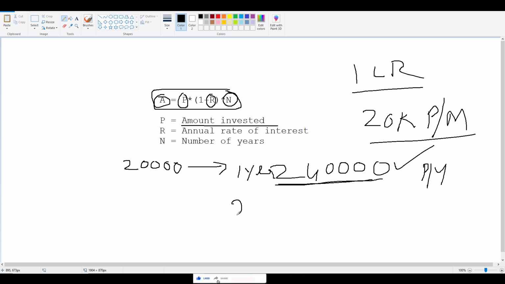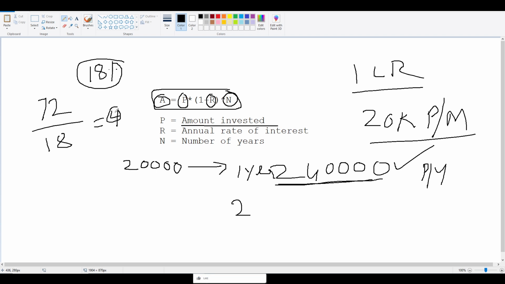For the second year, what I am thinking is, there is the Rule of 72, right? Rule 72 says that if you get 18% returns on an investment, then 72 divided by 18 gives you 4. That means every 4 years your money is going to double.